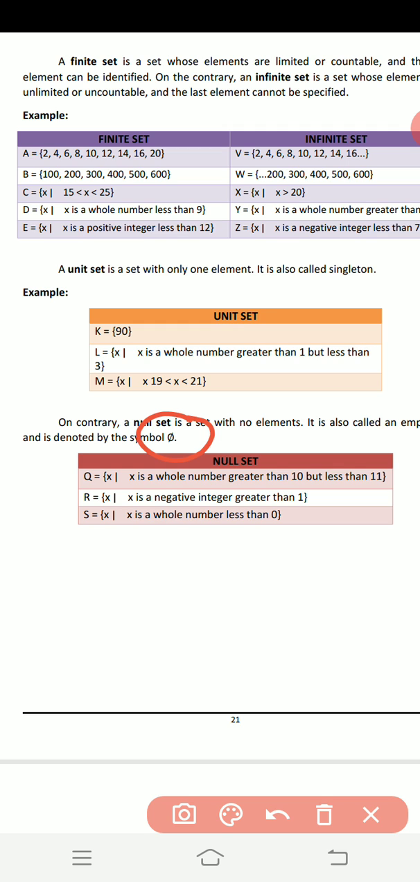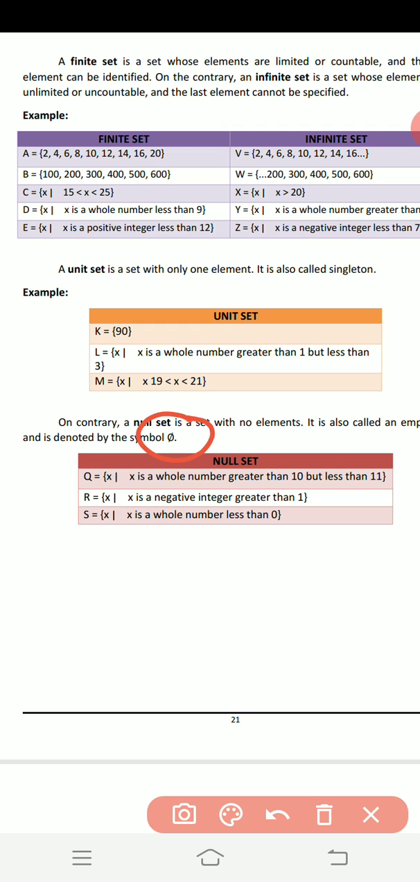For example, set Q is a set containing all the values of x such that x is a whole number greater than 10 but less than 11. So is there a whole number greater than 10 but less than 11? So wala kasi 11 is next to 10. So therefore, we cannot have a whole number between 10 and 11. So therefore, the set Q is a null set or an empty set.